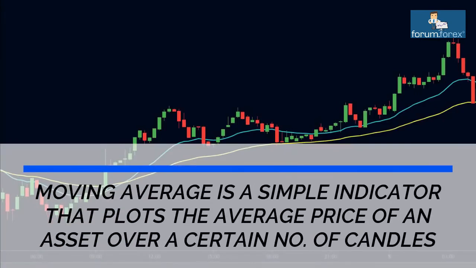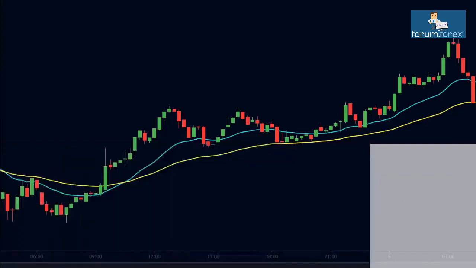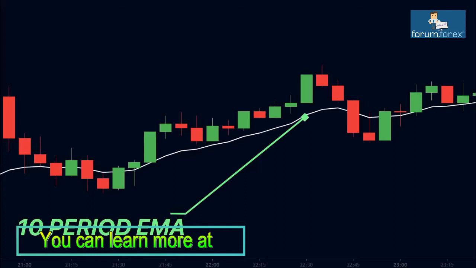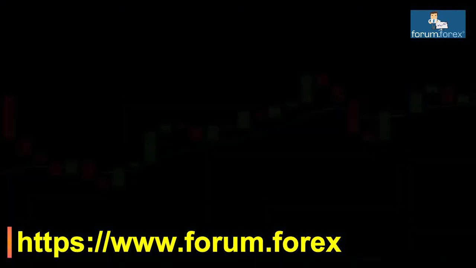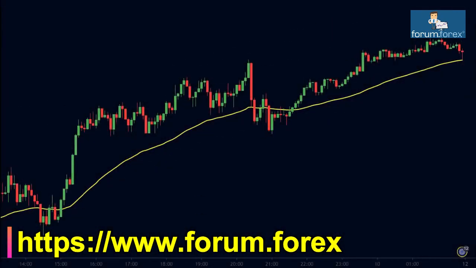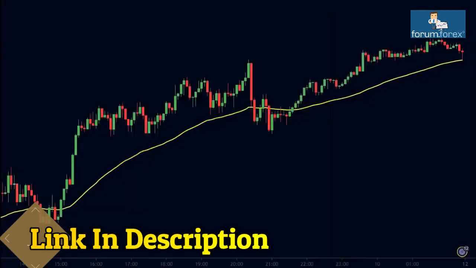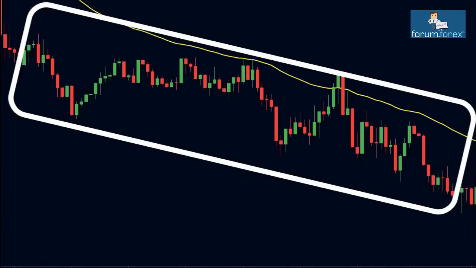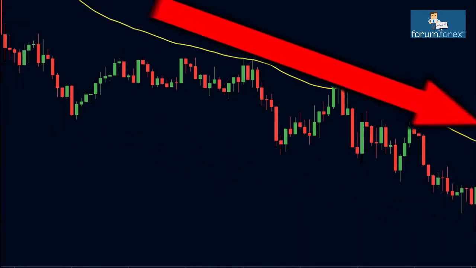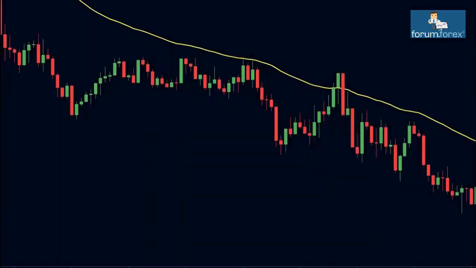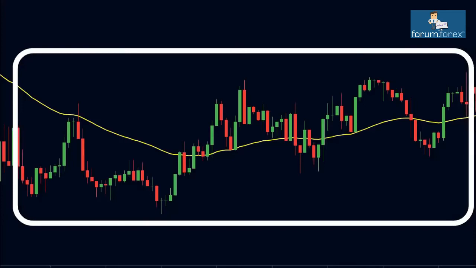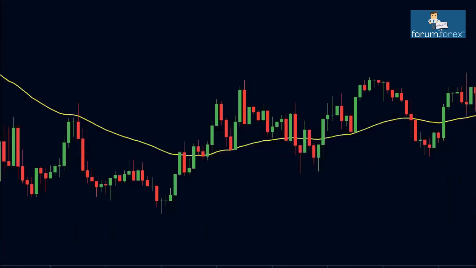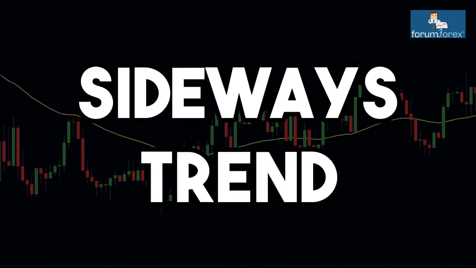Moving average is a simple indicator that plots the average price of an asset over a certain number of candles. For instance, a 10-period moving average will give the average price of an asset over the last 10 candles. When the price is above the moving average, and the moving average is sloped upwards, the price is considered to be in an uptrend. Similarly, when the price is below the moving average and the moving average is sloped downwards, the price is said to be in a downtrend. And when the price is moving around the moving average, and the moving average is flat, the asset will be considered to be in a sideways range.